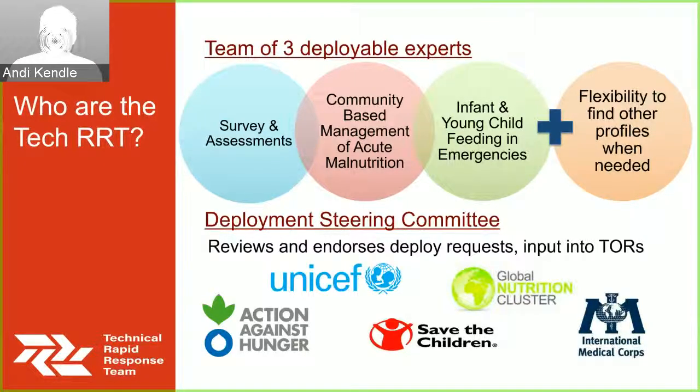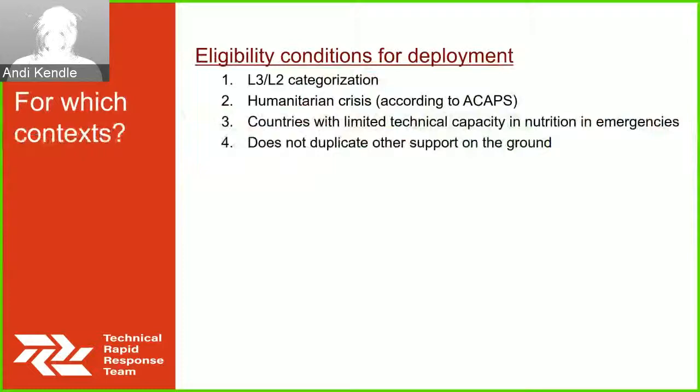In general, it applies if it's an L3 or L2 categorization emergency, if it's considered a humanitarian crisis according to ACAPS, in countries with limited technical capacity in nutrition and emergencies, and if it does not duplicate other support on the ground. This is very important because we really have a resource that is sought after, and we have to make sure that it's used as best as possible. So if there's another avenue that either has plans to deploy or could deploy, we discuss it with them as well to make sure that we don't duplicate what's happening.